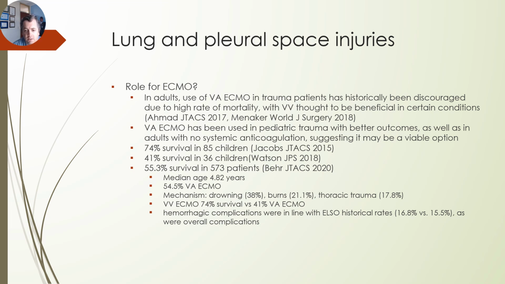Here are 3 papers from 2015 to 2020. The largest of which had 573 patients, mean age nearly 5, about half VA, the other half VV ECMO. And these are mostly drowning, burning, and thoracic trauma. You can see that VV ECMO had a significantly greater survival, 74% over VA. Interestingly, no increased rate of hemorrhagic complications, but those were in line with historical rates, as were overall complications. And the authors concluded that trauma should not be a contraindication to ECMO in kids.